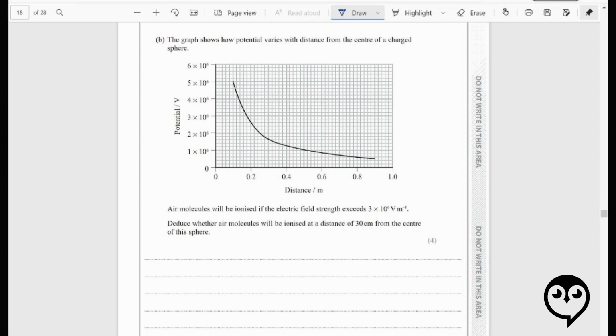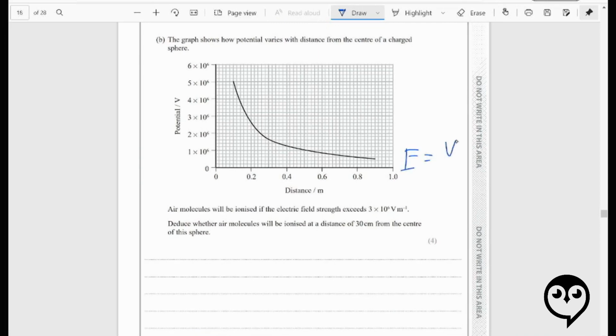Well, electric field strength we've seen is this potential gradient, isn't it? And if you look, we've got potential versus distance. So this would be a potential gradient. So we'll go 0.3. Is this point right here? And we need to draw a gradient to this curve.